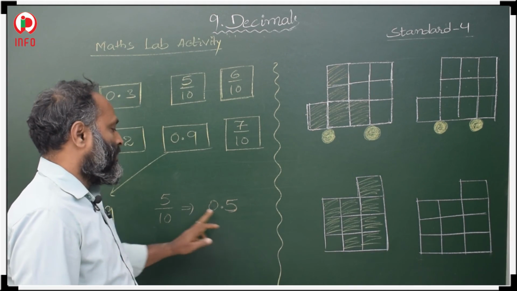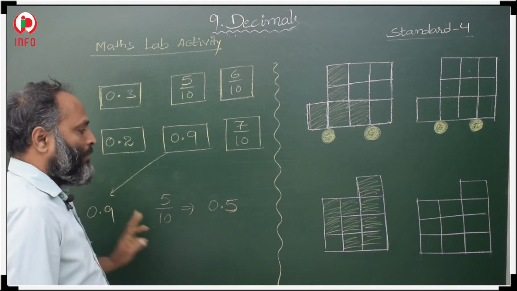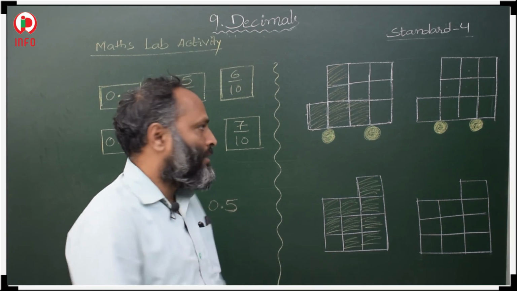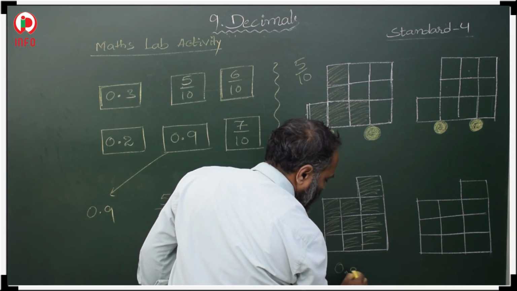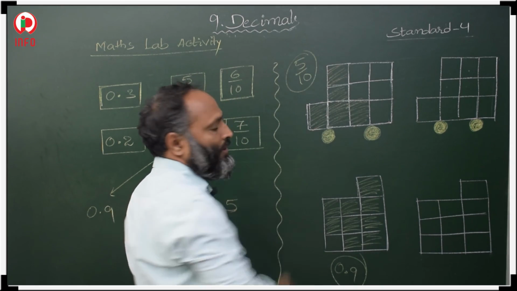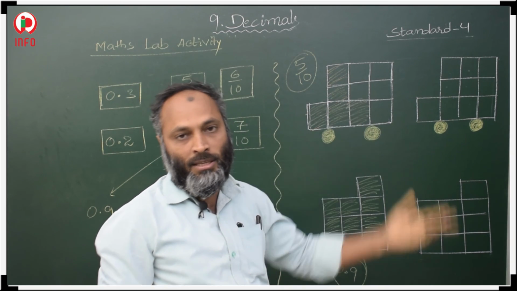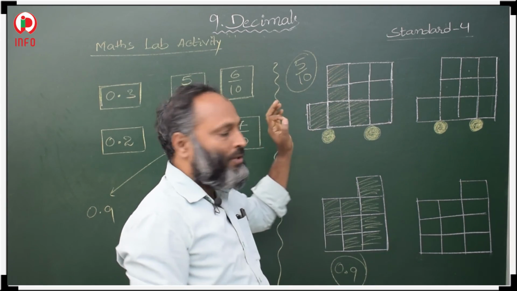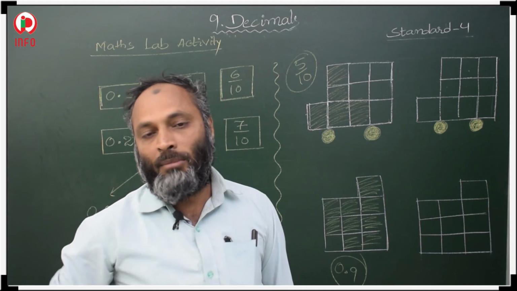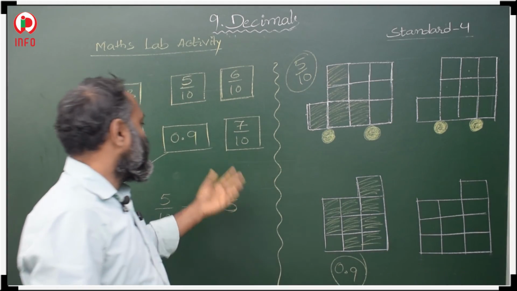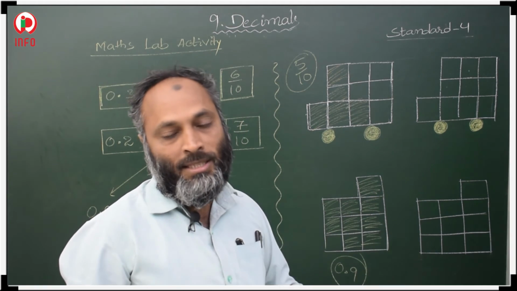0.5 means 5 by 10. The first group should shade 5 boxes, and 0.9 means 9 boxes they have to shade. So, this represents 5 by 10 and this represents 0.9. After picking the cards, they should shade according to the value. Who shades first, they win the game. Okay. Repeat these games again and again, meaning you pick other cards and play this game again. Okay.